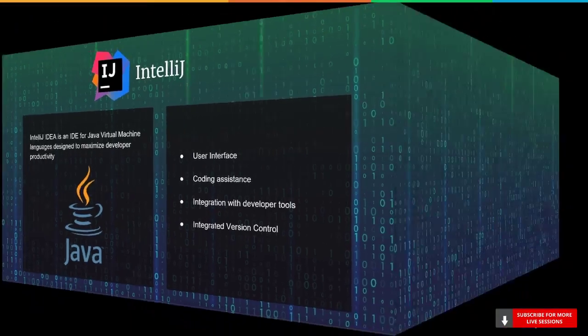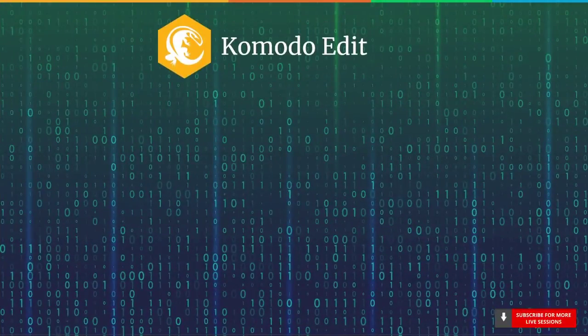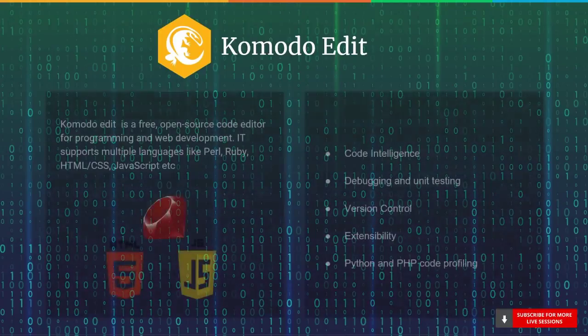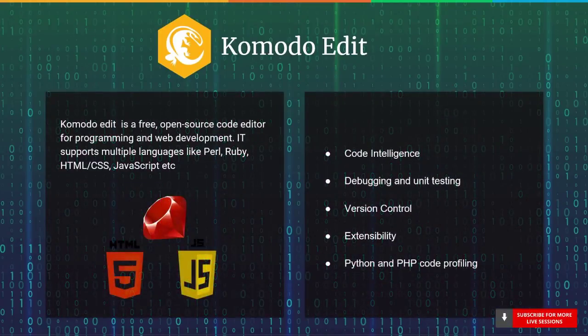Next up is Komodo Edit. It is a free open source code editor for programming and web development. It supports multiple languages like Perl, Ruby, HTML, CSS, and JavaScript. Moving on to some of its features, it supports code intelligence, meaning it offers a powerful editor with syntax highlighting, autocomplete, and code refactoring. Debugging and unit testing.